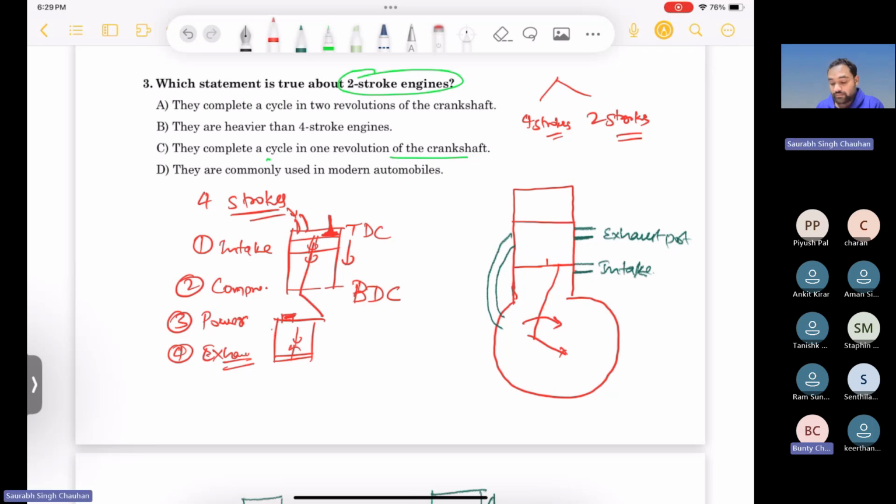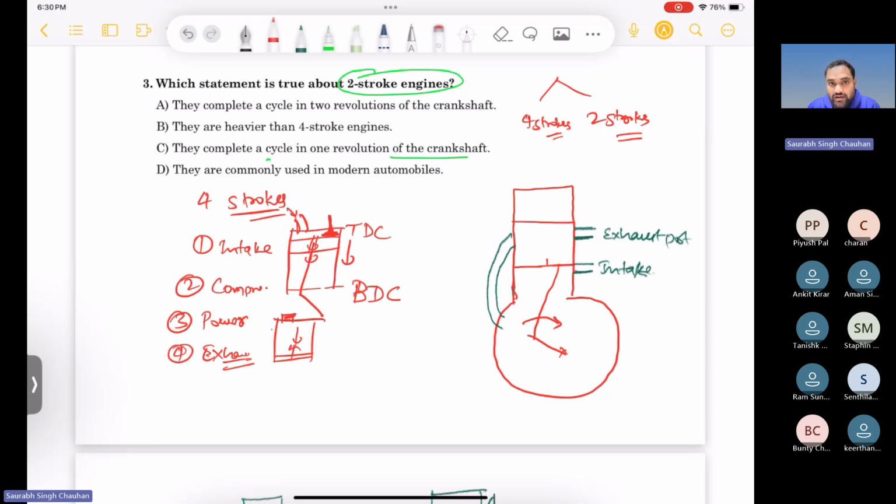Part D is saying they are commonly used in modern automobiles. No, because they create pollution. Why? Because combustion is not very good. You have already seen that a lot of processes were taking place simultaneously. Even before the exhaust process is completed, the intake process has already started. So one process is not completed and you are starting another process, so there is overlap. They provide less efficiency, which means you are putting in more fuel and getting less power, so more pollution.